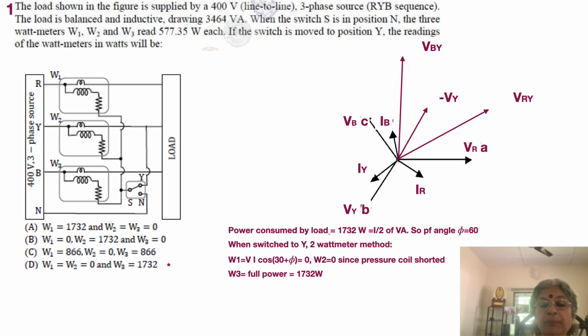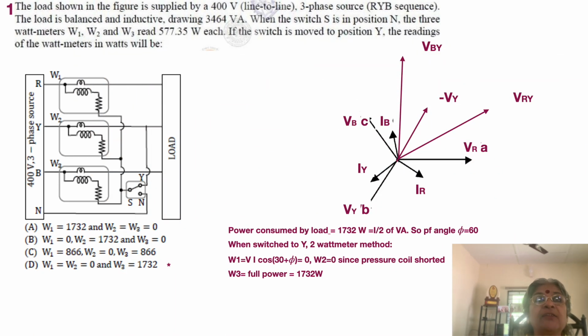So what is the outcome? The outcome is that now we have a three wattmeter picture, or in other words, the entire power is measured by W1, W2 and W3, and that sum total is going to give us the total power. What about when the switch is connected to Y?